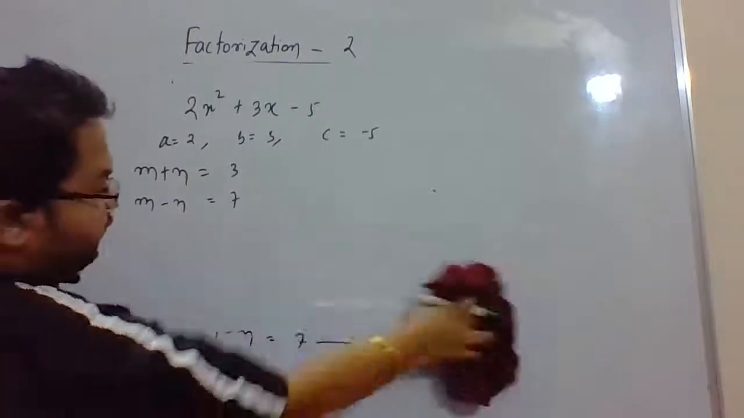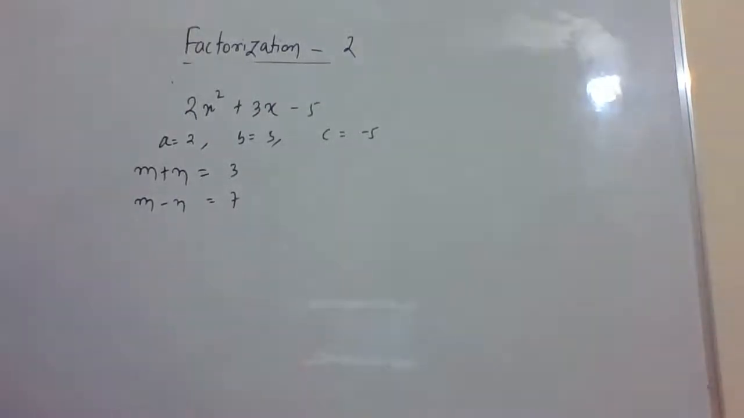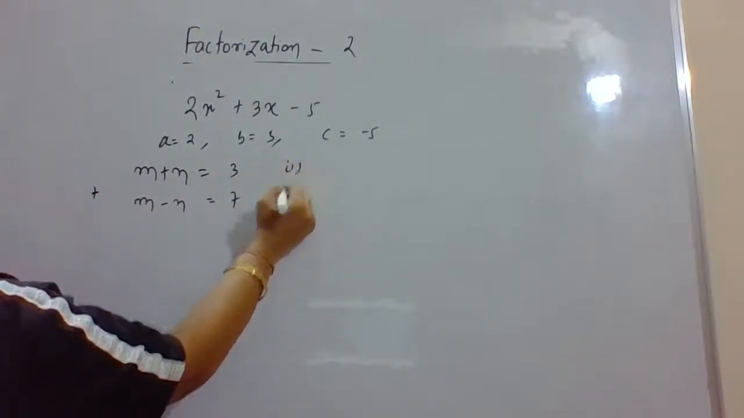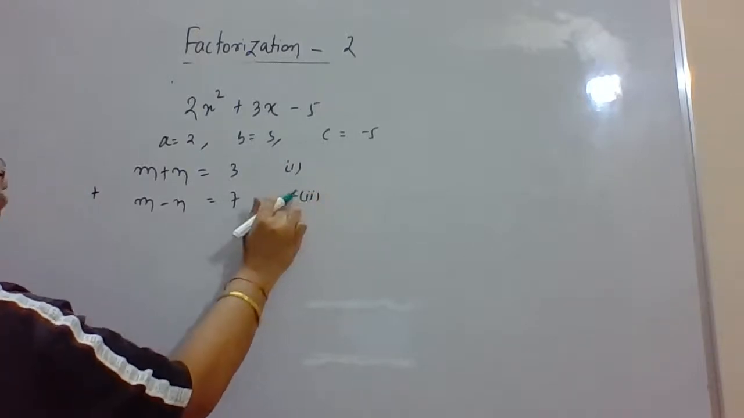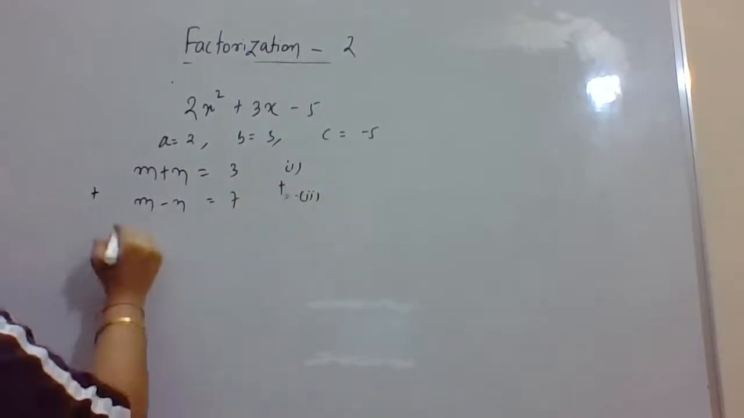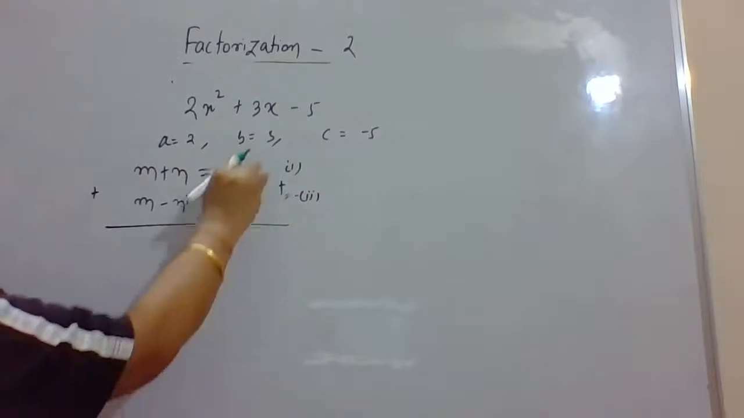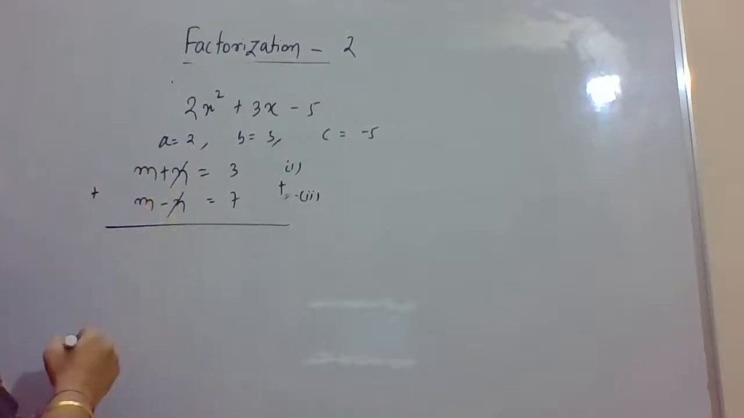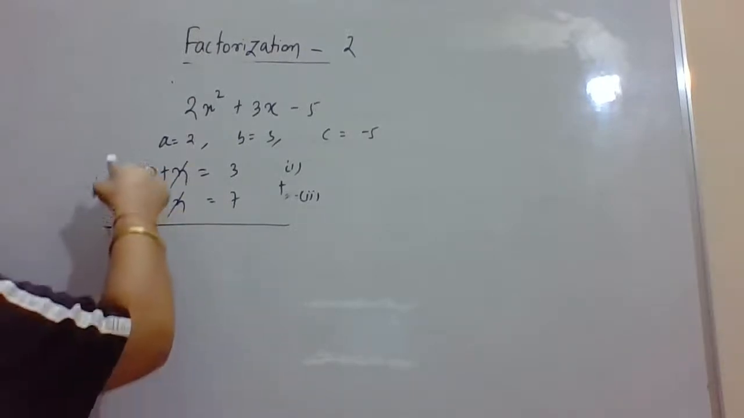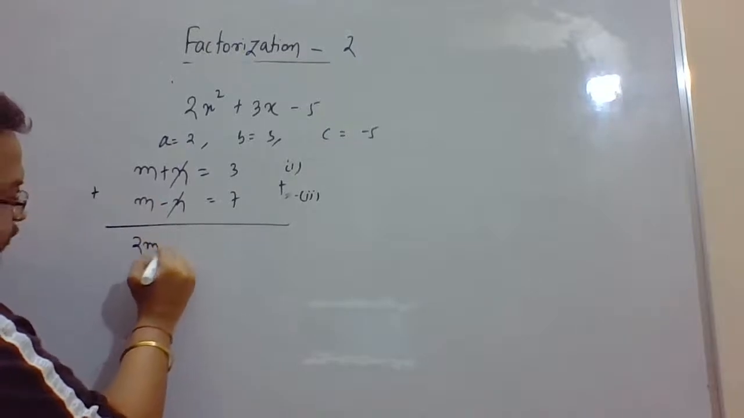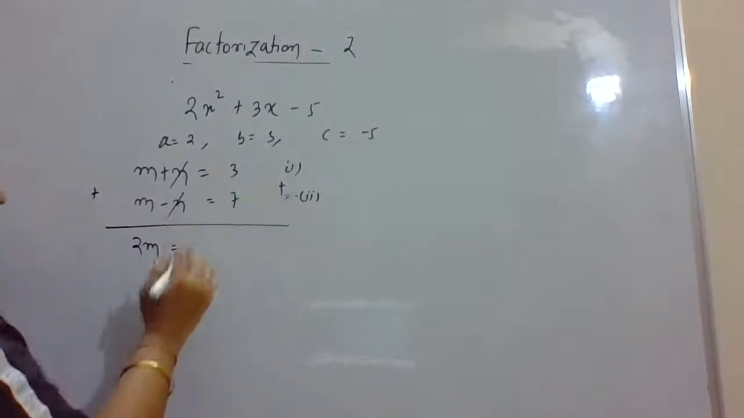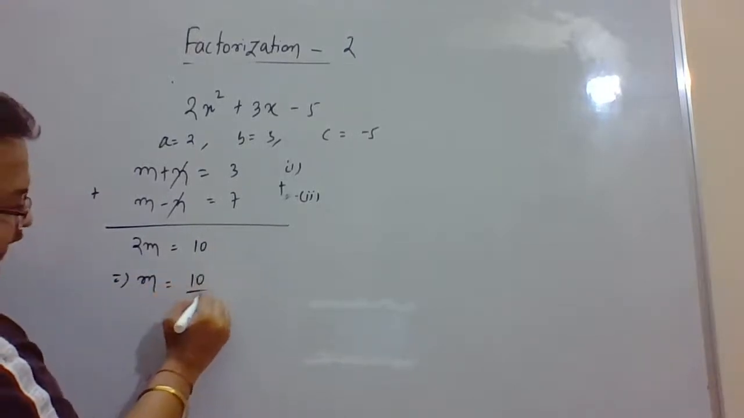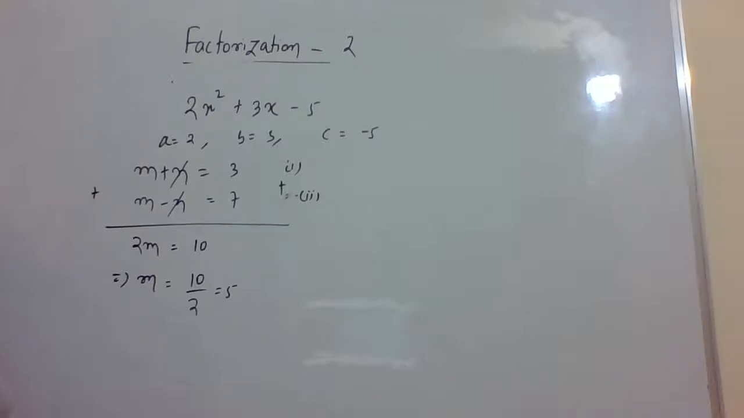Okay, so if we add both of these equations, adding equation 1 with equation 2, what would it be? The left sides will get added and the right sides will also get added. So when left sides are getting added, the n will get eliminated, plus n minus n is 0. So m plus m is nothing but 2m. That is 3 plus 7, that is 10. Or m equals 10 by 2, that is nothing but 5.